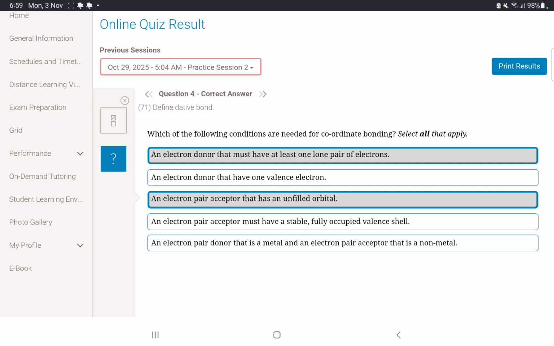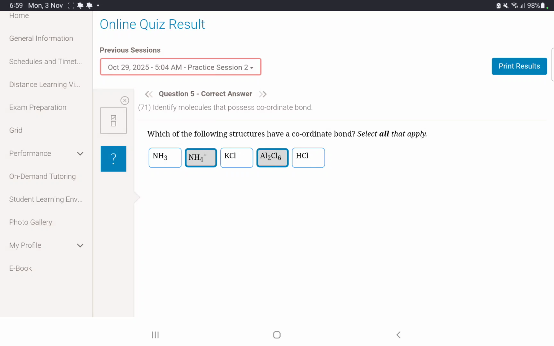Okay, it has to have at least 1 lone pair of electrons, okay? And an electron pair acceptor that has an unfilled orbital. So it has to have an acceptor that has an unfilled orbital, and it has to have a donor that has at least 1 lone pair of electrons that it can donate. Okay, that's how coordinate bonding happens. Now, which of the following structures have a coordinate bond?